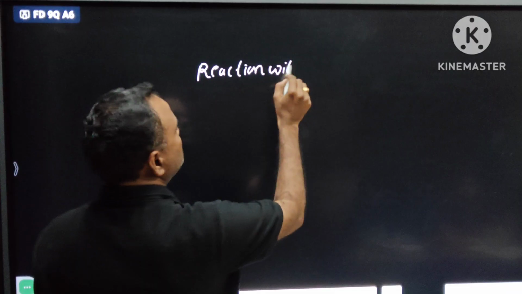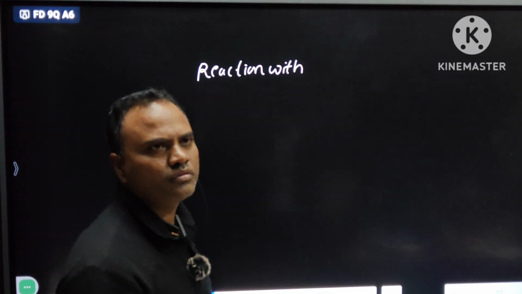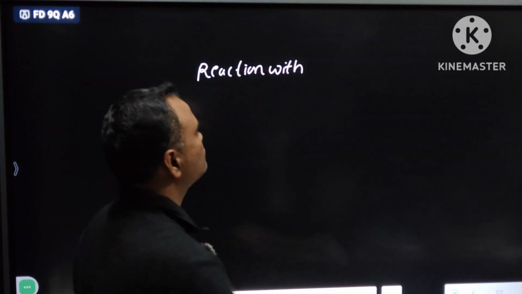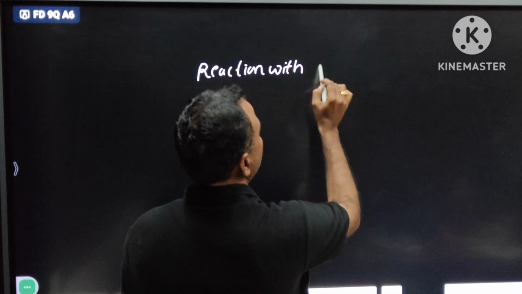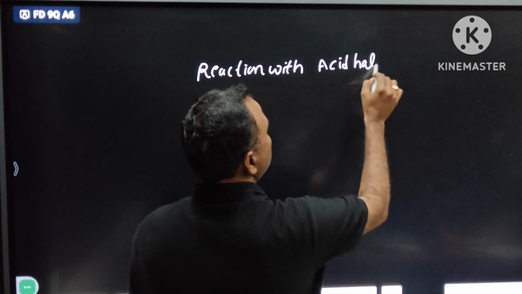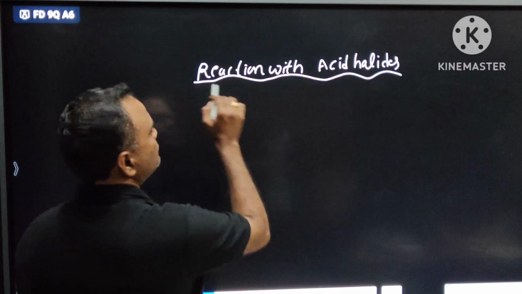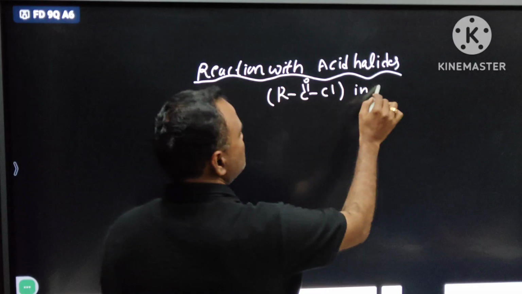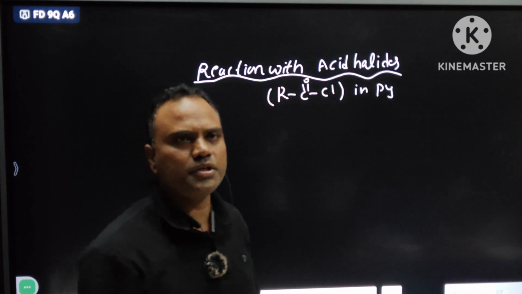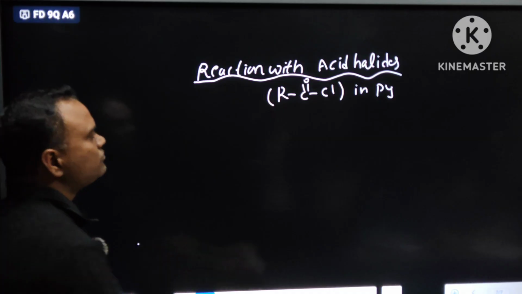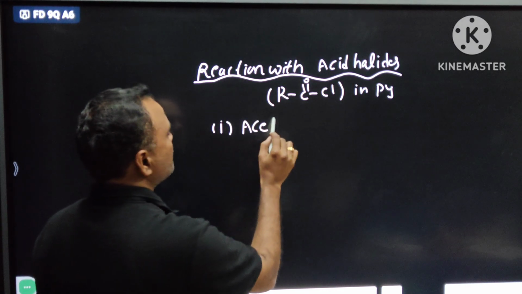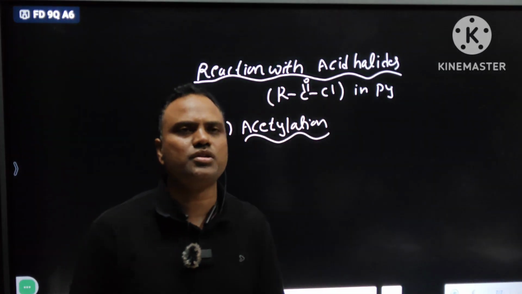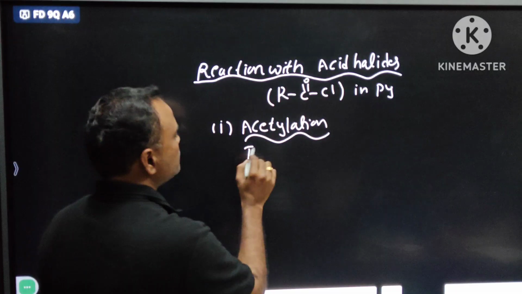Okay, then I'll continue. Reaction with the acid halides, RC double bond OC, in the presence of pyridine solvent. First, acetylation. Introduction of acetyl group is called acetylation.